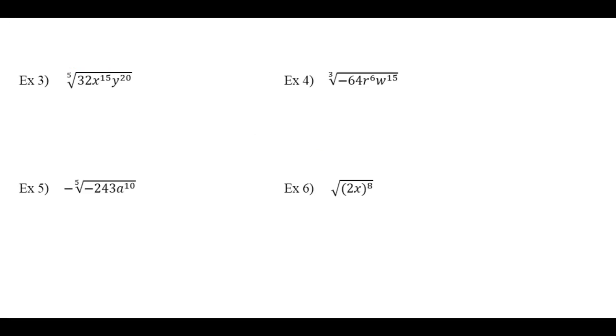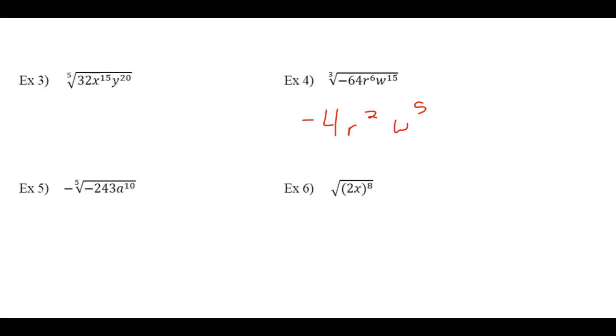So what is the cube root of negative 64? Negative 4. In other words, negative 4 times negative 4 times negative 4 is negative 64. Okay. How many groups of 3 are made in r to the 6th? 2, and 3 goes into 15 how many times? 5. So there's your answer. The cube root of negative 64 is negative 4.